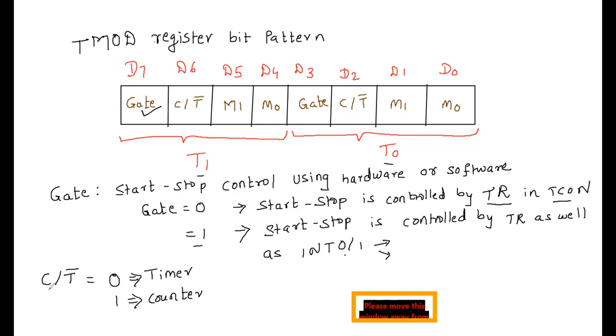Second is counter/timer bar. As indicated here, it again gives a binary decision. If this bit is set to 0, the timer will run in timer mode, and when this bit is equal to 1, the timer will run in counter mode. The remaining LSB bits, M1 and M0, are used for setting the various modes of timer operation, as shown.